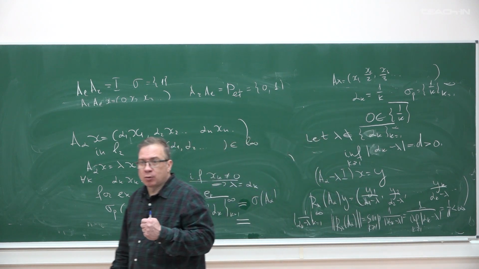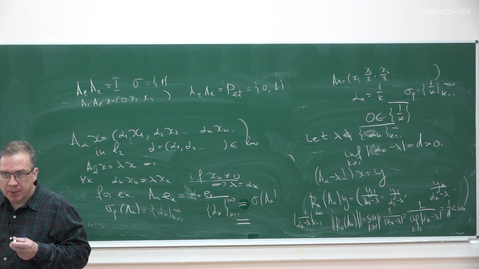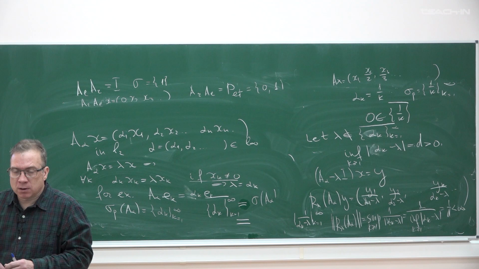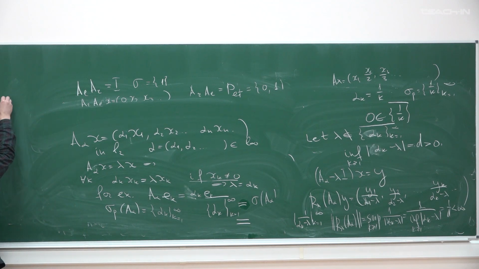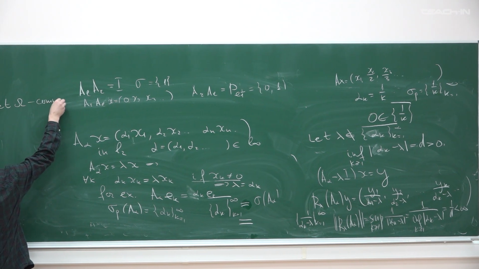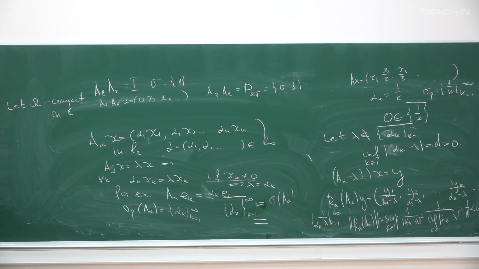And now come back to your problems, to the next problem. Let's take some compact set in the complex plane. Let omega be a compact set in the complex plane. Can I find a countable dense set in omega?